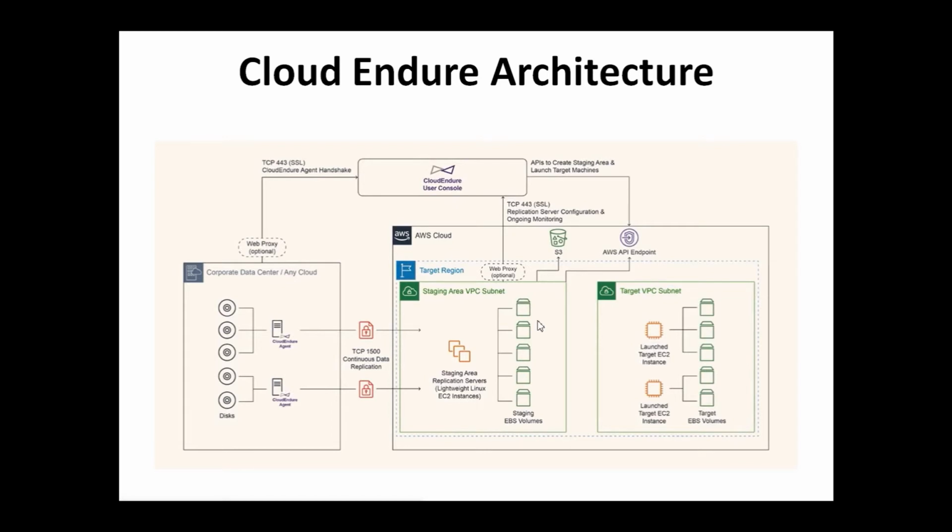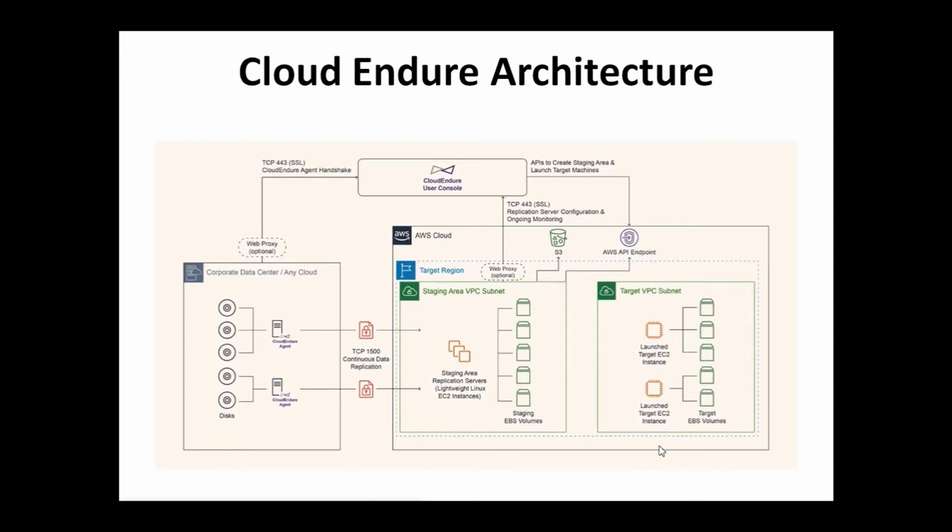Replication servers by default use the T2 small instance type, and one replication server can handle up to 15 concurrent replication disks. This replication is encrypted with AES, as I said earlier, AES 256 encryption key, and encryption at rest in the target is maintained by EBS encryption.